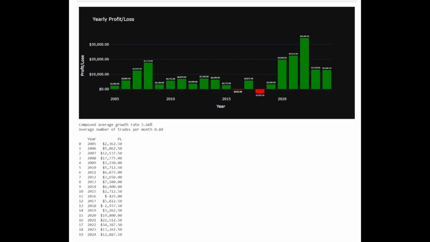Now this is definitely only a very small sample of what we could do, but the first thing I see here is that the compound average growth rate of this strategy only sits at 5.6%, so it's not huge. And also the frequency is only 0.8 trades per month. In the chart we've got a breakdown of the P&L returns for each year. Even though this strategy has a win rate of 80%, we can see that in 2018, the strategy actually lost money. So as you can see, just because you've got a high win rate doesn't necessarily mean that you won't have down years.